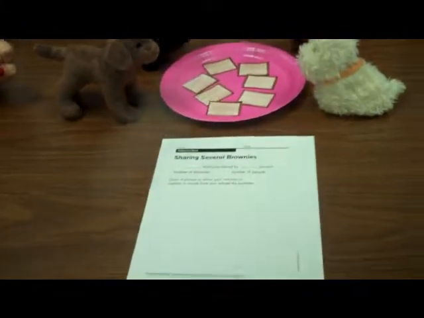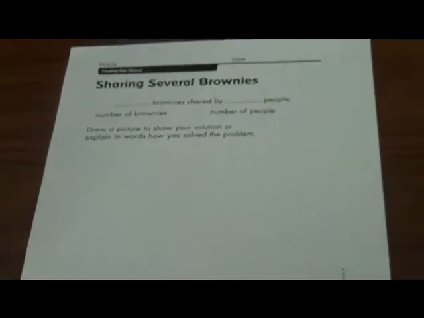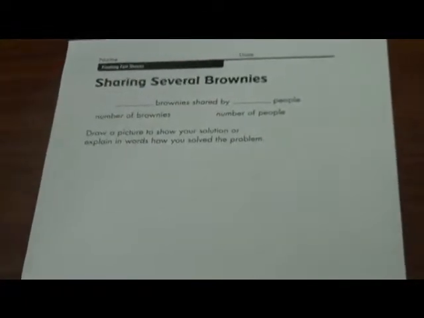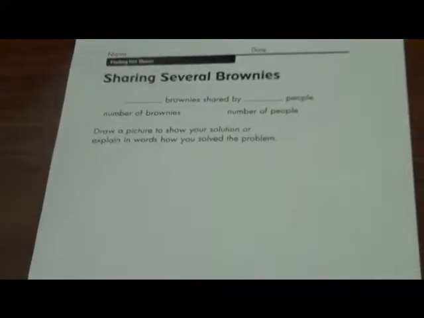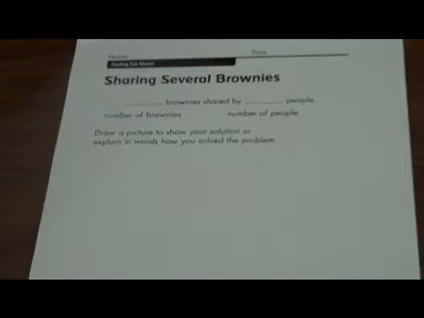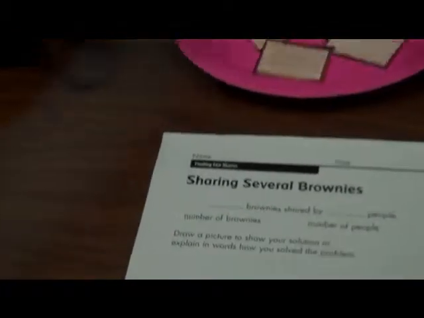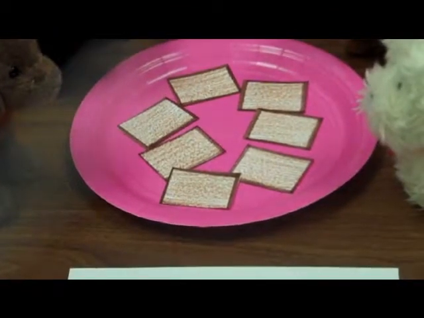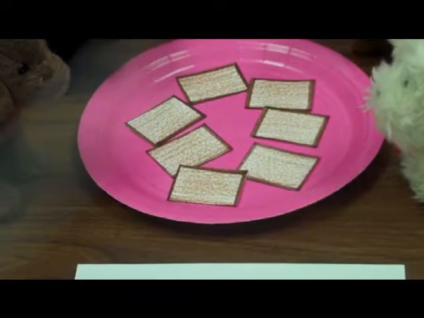Sharing several brownies. For this activity, you will also need a document from your investigations resource. It is pages 48 through 49, and we are working with brownies again. And for this activity, there's a problem situation that you're going to have your students solve. There is a plate of 7 brownies that 4 friends want to share equally. The issue is that they cannot with the amount that they're given.